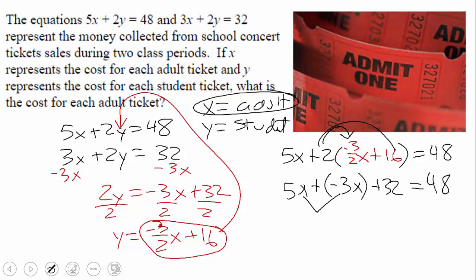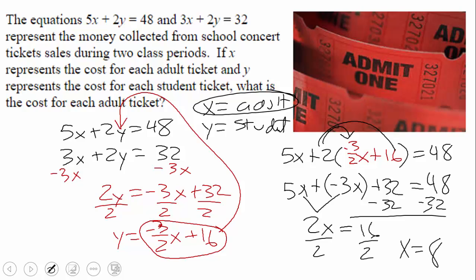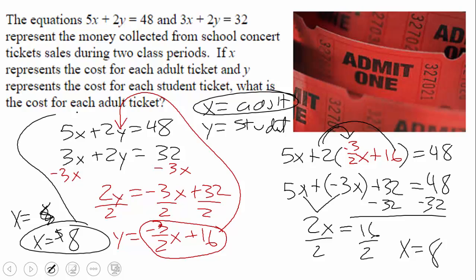Combining like terms, a positive 5 and a negative 3 is 2x. Plus 32, well, let's subtract that 32 right away. And so 2x is equal to 16. Divide by 2, x equals 8. What is the cost of each adult ticket? Each adult ticket is $8. x equals $8 for an adult ticket. And you could figure out what we wanted for the student ticket if you wanted to, but it didn't ask that, so we're not going to go any further.